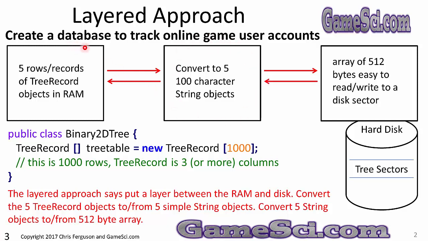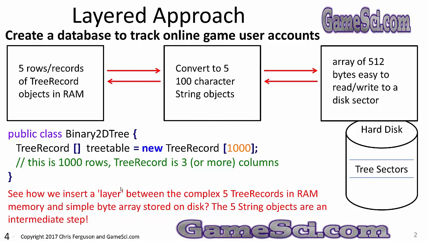I'm going to convert from a RAM-based record to a simple string. Then from a simple string, I'm going to convert to an array of bytes. I'm going to convert from an array of bytes to a simple string, then from a simple string to a record in RAM. See how we insert a layer between the complex 5 tree records in RAM memory and a simple byte array on disk? The 5 string objects are an intermediate step.